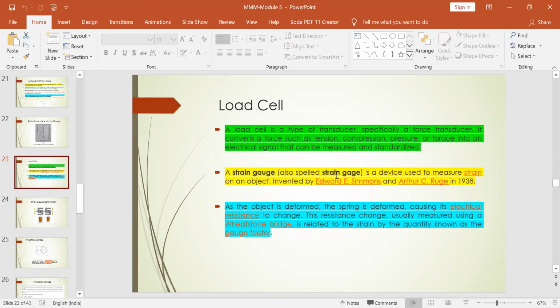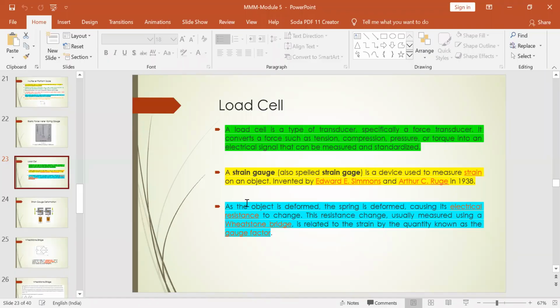Under load cell I told you about different categories. In that, one is the strain gauge load cell. For that you should know what you mean by a strain gauge. As the name itself suggests, this is a device used to measure the strain of a particular object. It was invented in the year 1938 by Edward and Arthur. For the strain gauge measurement, again there is a need of using a Wheatstone bridge. Everyone is aware of what a Wheatstone bridge is. You have studied it in your 11th, 12th and also in your first year subjects.